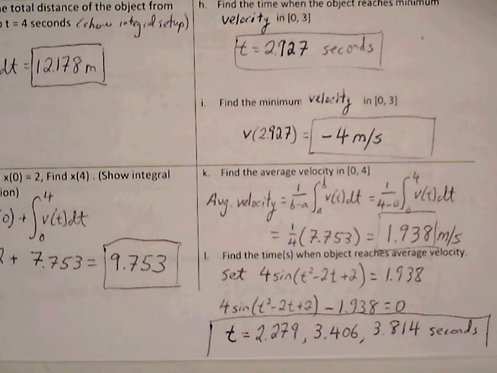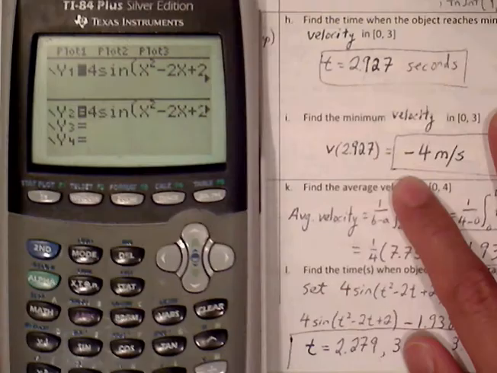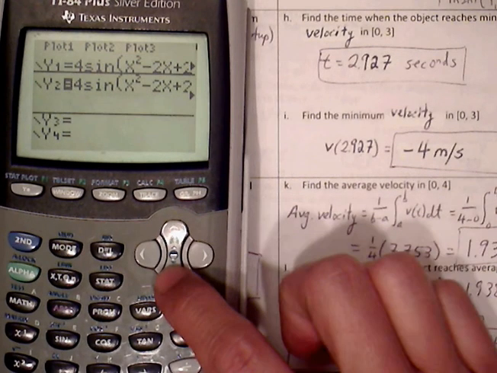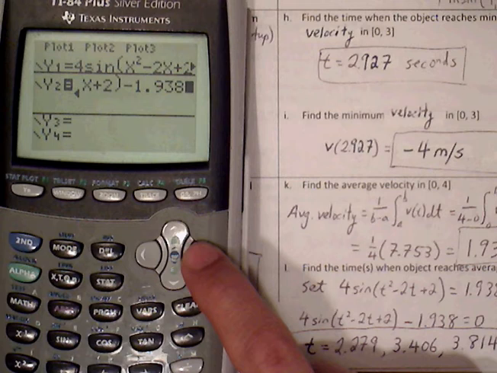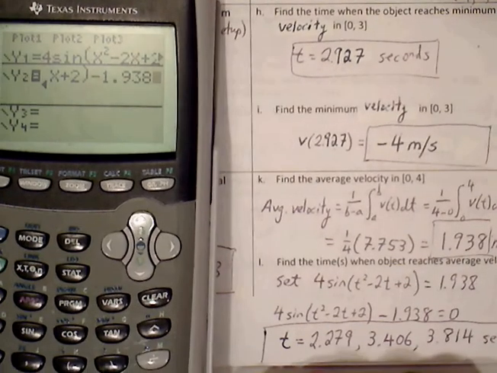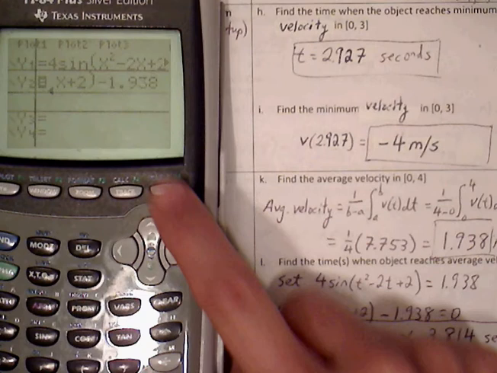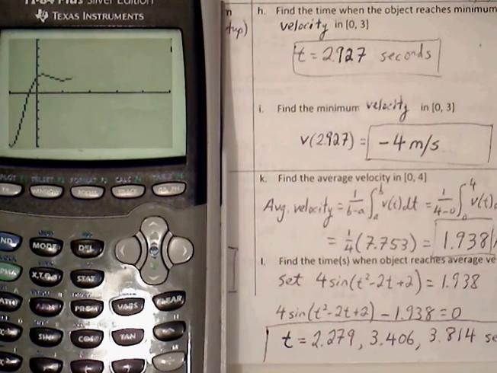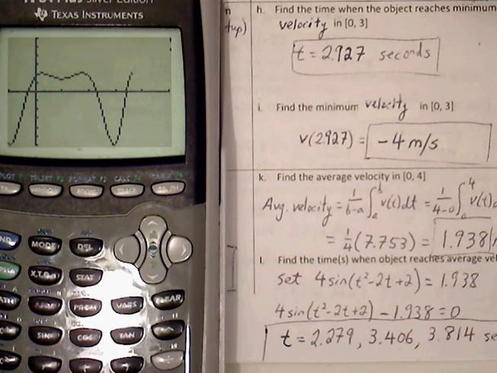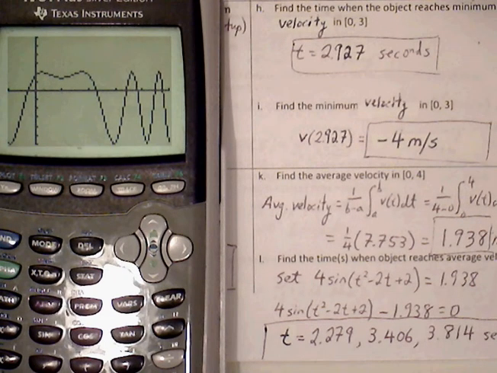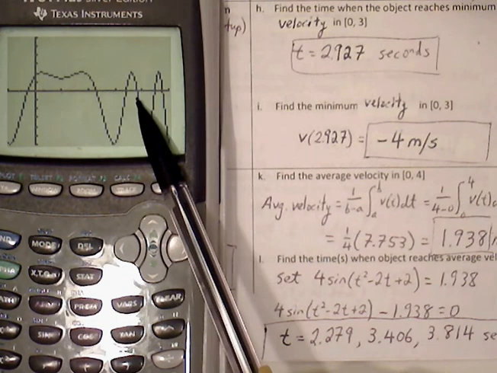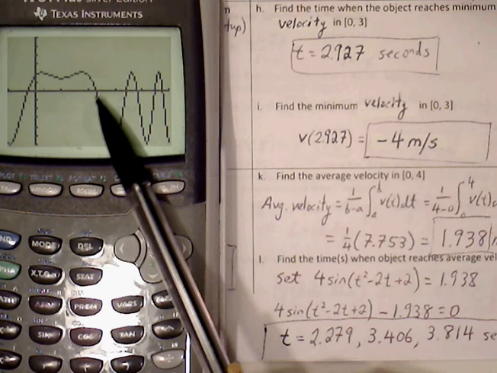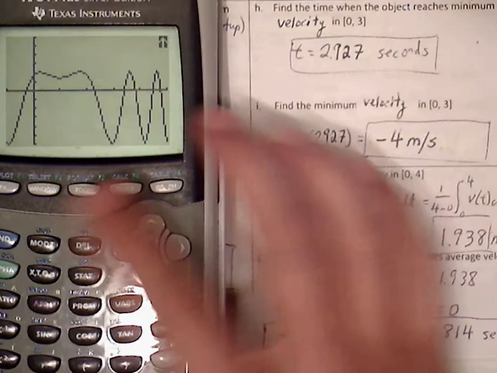Okay. So I have it entered in to the calculator as 4 sine, the second one here under y sub 2, 4 sine of x squared minus 2x plus 2 minus 1.938. All right, so we're going to graph it and look for the intercepts, because this will indicate where this object reaches average velocity. So we see 3 intercepts between 0 and 4. Again, we use the zero feature.